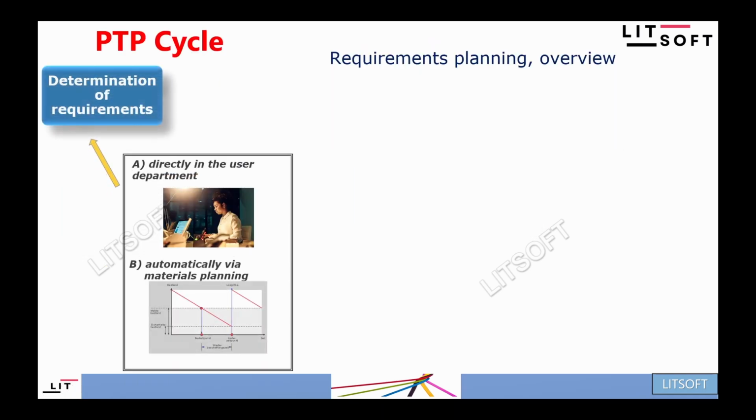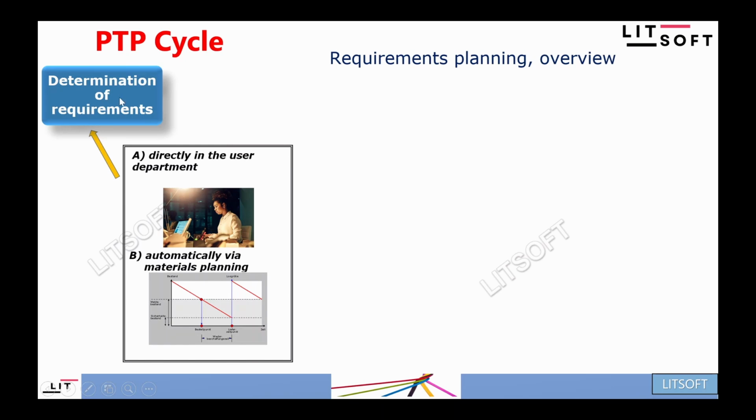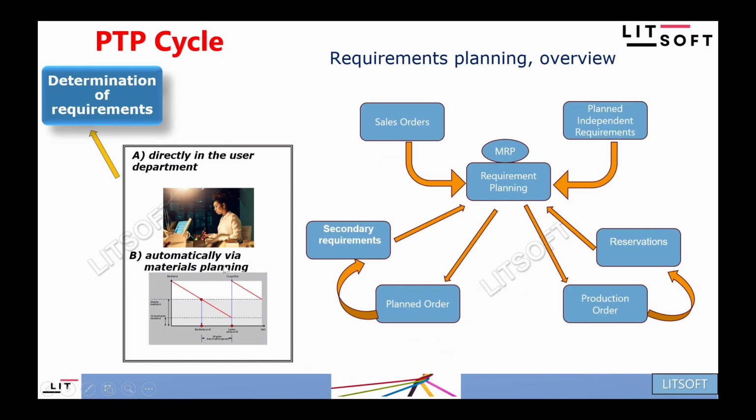As we discussed earlier about the determination of requirements, how do you determine the requirements? This is either direct from the department or automatically from the MRP. Here I have prepared a requirements planning overview from the sales order or planned independent requirements. I'll run the MRP, and requirements planning will be run. Against this, the source item will have a number of BOM components. Then secondary requirements will be there, and against that a purchase requisition. Then I will go for the production order, planned orders, and all this stuff.